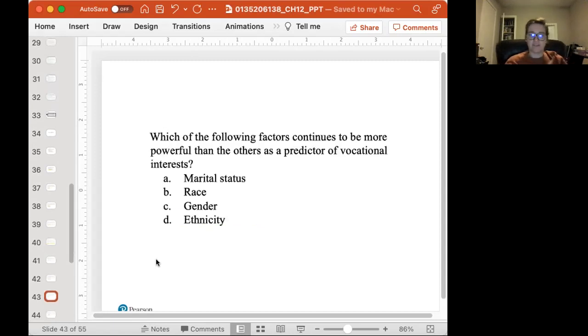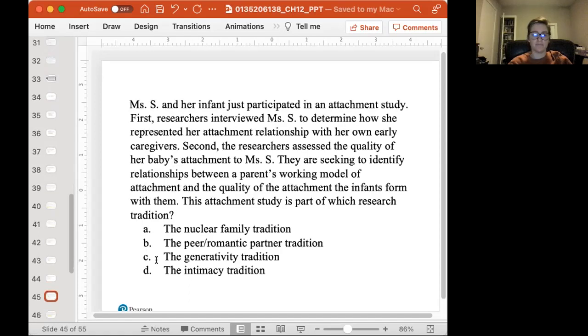Which of the following factors continues to be more powerful than the others as a predictor of vocational interests? Marital status, race, gender, or ethnicity? More powerful predictor of vocational interests: gender.